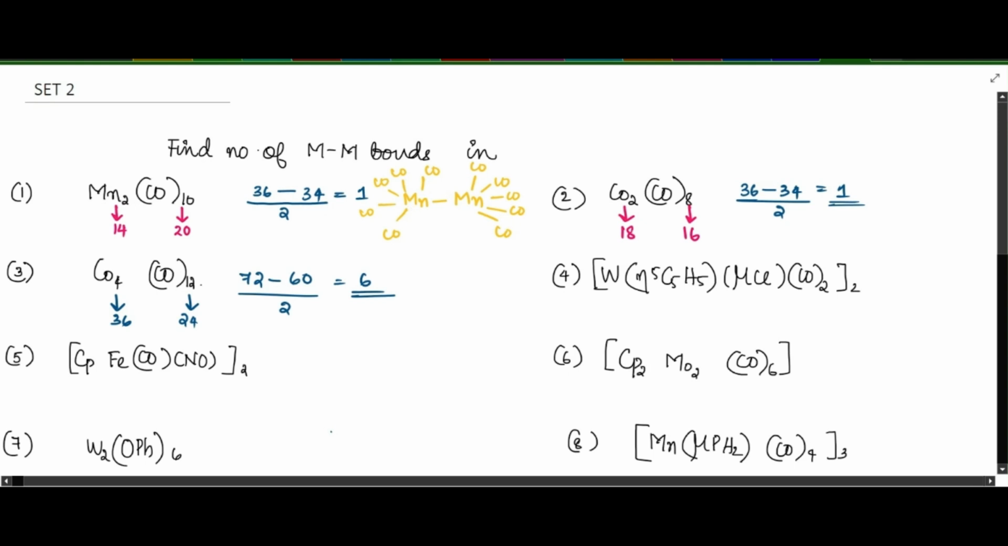Next question. Chromium, molybdenum, tungsten. Pay attention, there are 2 here. So chromium, molybdenum, tungsten is 6. 6 into 2 is 12. 2 Cp, which is 10. Mu chloride, very important. When you have chloride, its contribution is 1. When you have mu chloride, its contribution is 3. When you have mu2 chloride, its contribution is 5. Mu means bridging.